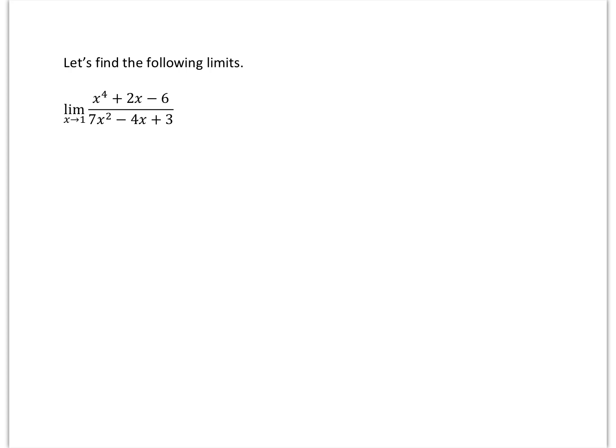Okay, let's look at a limit. The limit as x approaches 1 of x to the fourth plus 2x minus 6 over 7x squared minus 4x plus 3. The first thing we always try with limits is to just plug in the limiting value, in this case 1. So if I plug in a 1, I get 1 to the fourth plus 2 times 1 minus 6 over 7 times 1 squared minus 4 times 1 plus 3. All right, so that comes out to 1 plus 2 is 3. 3 minus 6 is negative 3. And 7 minus 4 is 3. 3 plus 3 is 6. And I get negative 1/2.